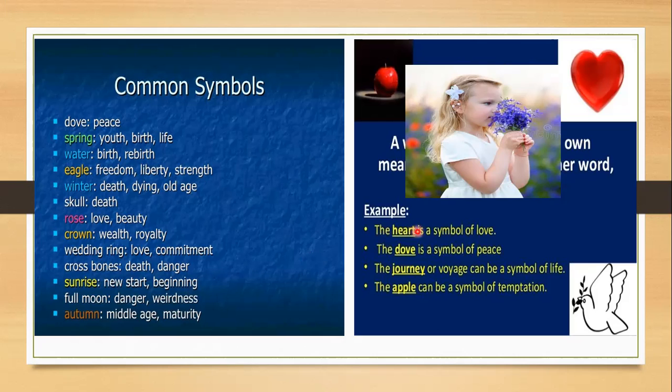Here we also have the second picture: heart, symbol of love, and dove is a symbol of peace. Journey, voyage, can be a symbol of life, and the apple can be a symbol of meditation. And in literature, for example, a nice and beautiful child dressed in white represents hope and a new life.